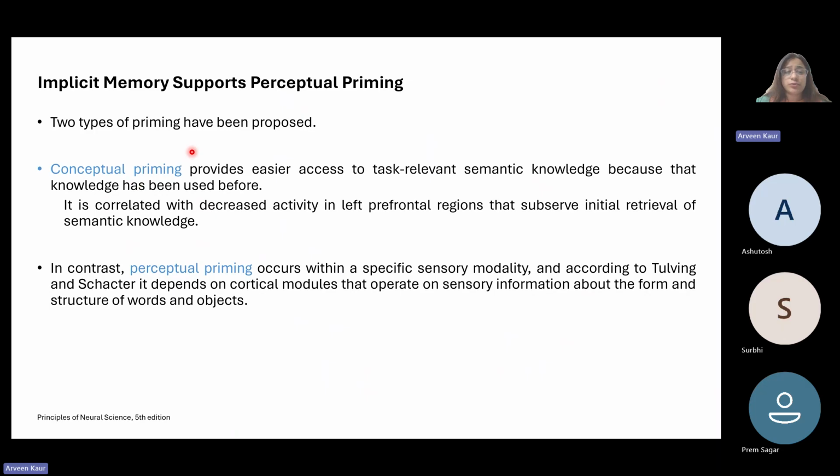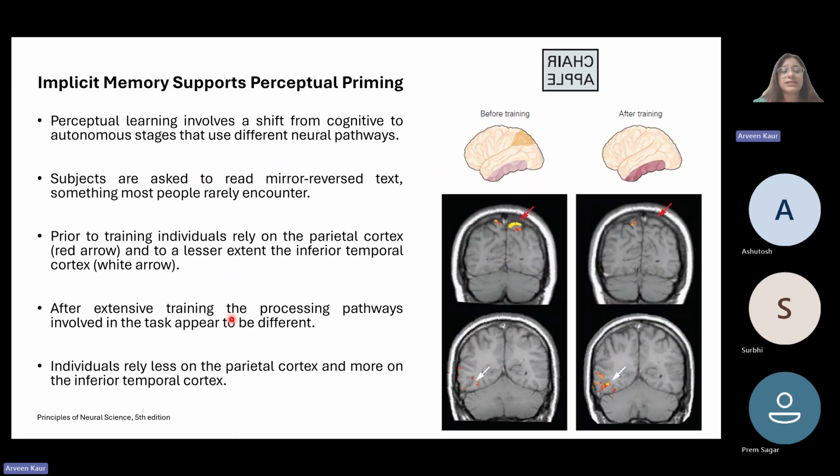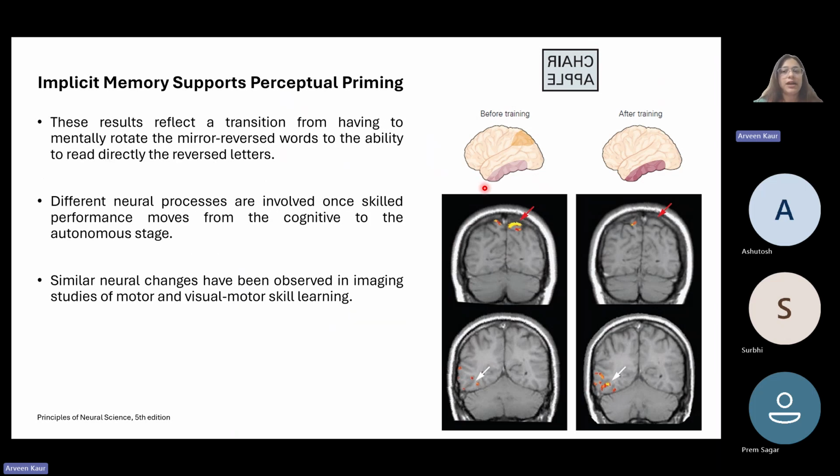What is conceptual priming versus perceptual priming? Conceptual priming provides easier access to task relevant semantic knowledge because knowledge has been used before. It is correlated with decreased activity in left prefrontal regions that subserve initial retrieval of semantic knowledge, while perceptual priming occurs within a specific sensory modality, such as information about form and structure of words and objects. So, implicit is more perceptual than conceptual. We had gone through this example of chair and apple and how it gets easier to read it once you have done it before.